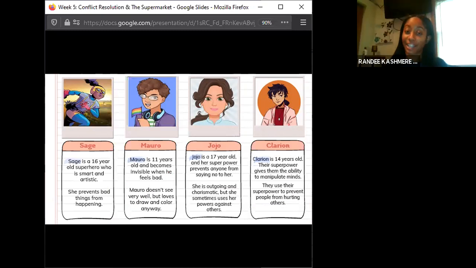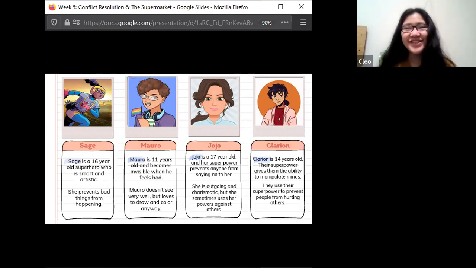My character's name is Sage. And she is 16 years old. She's from Chicago. Her father was a former superhero, and her special power is to know when people are going to do bad things that could harm others. Her role is to help prevent those things from happening to save the day and the world.